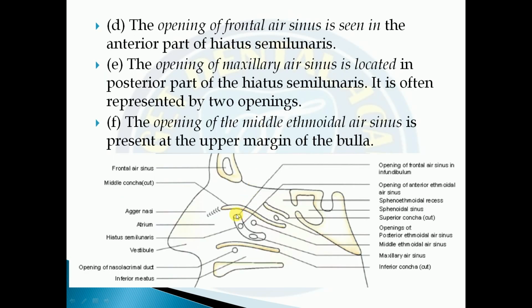So this is the opening of the frontal sinus, at the anterior part. This is the infundibulum. Posteriorly, there is an opening of the maxillary sinus. It is located posterior to the hiatus semilunaris. And this is the opening of the middle ethmoidal sinus. It is present at the upper margin of the bulla. This is the opening of the middle ethmoid air sinus.